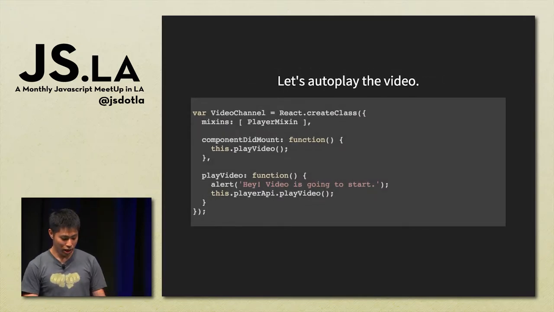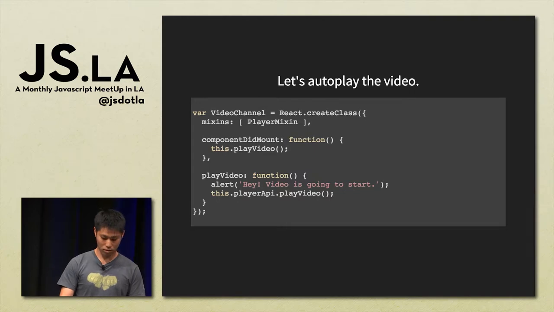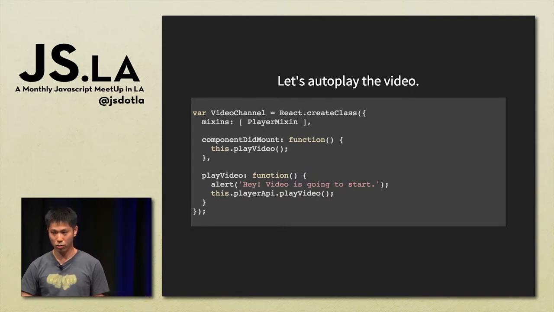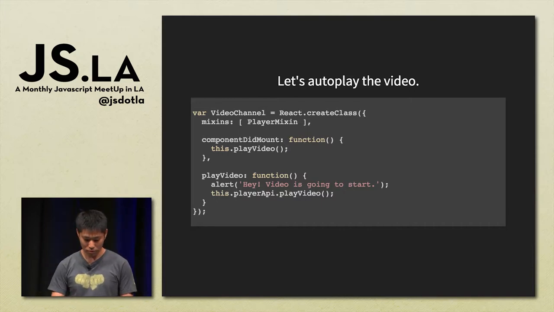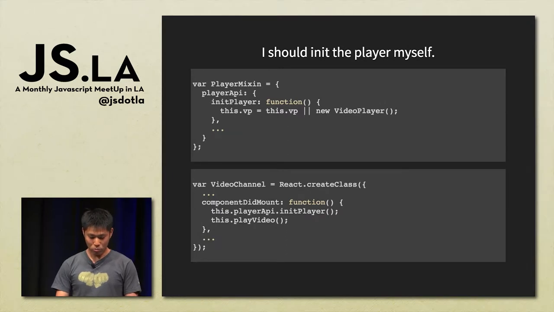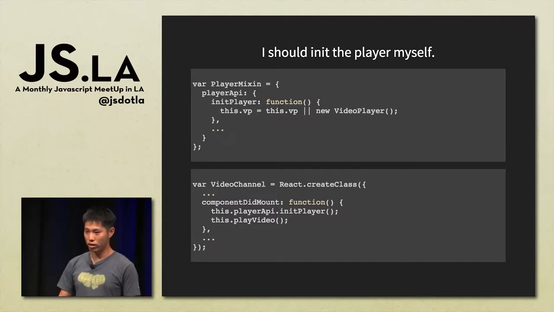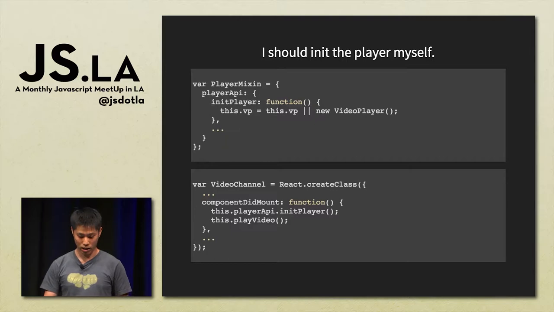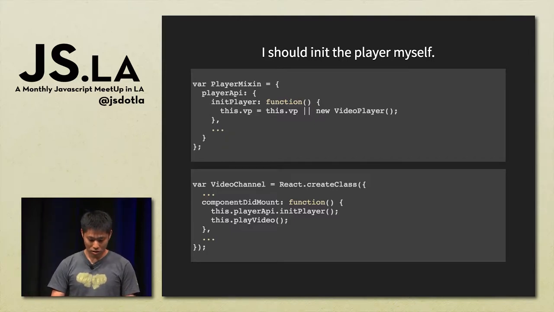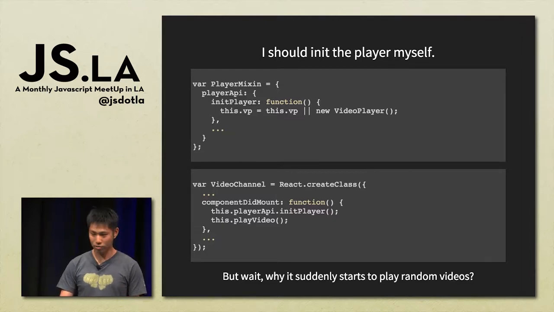So let's continue with the example, right? Now I want to load the component, load the video, load the channel, and then I want to play the video automatically. Usually what you would do is to do it in componentDidMount. So when the component is on the page, React will call it and automatically play the video for you, right? Now, I should probably not init the player myself, because I'm not sure when the component is on the page whether the window.vp object is ready for me to play the video. So let's init it myself. When the component mounts on the page, I init it. And I also want to cache the object because I don't want to init multiple players here. But something's wrong. Why is the player suddenly going crazy, playing random videos here?